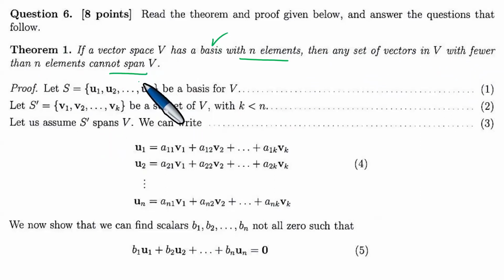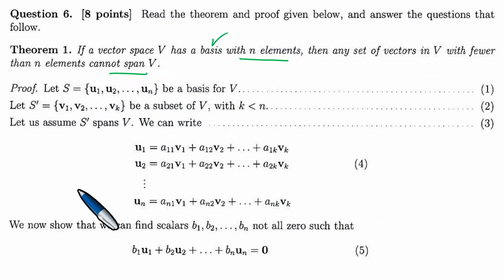Or obviously cannot span V, cannot generate V. Okay, the word span is the word generate. Sometimes the word span is just the most popular in linear algebra, more than the word generate. Instead of saying the generating set, the English people love the word span.